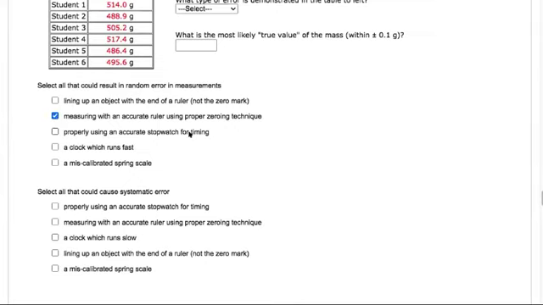If you properly use a stopwatch, are you always going to be too high or too low, or either? Either. Yep, so that's random. You will sometimes have times that are too short and times that are too long, but you're not always going to have the same direction. Clock which runs fast, would that be random or systematic? Systematic. Yes, because it's always going to read a time that's too high. And a miscalibrated spring scale, also systematic, because whatever the zero is, if it reads 5 newtons with nothing on it, everything's going to be 5 newtons too high.